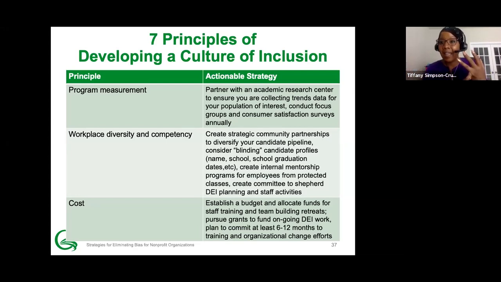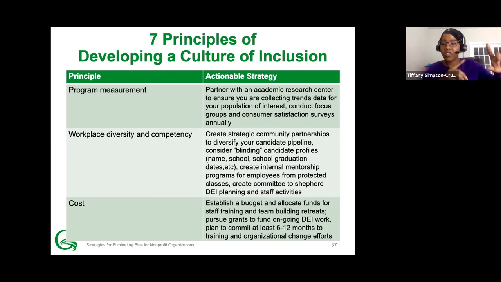So things like a name or where someone went to school can be identifiers of the community that they come from. So everybody has an equal opportunity to be measured on the same characteristics, and we kind of hack the unconscious bias that we have. So, blinding candidate resumes and profiles, but where are they coming from?